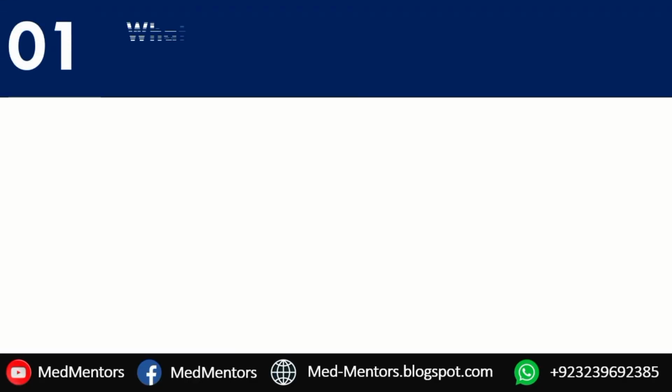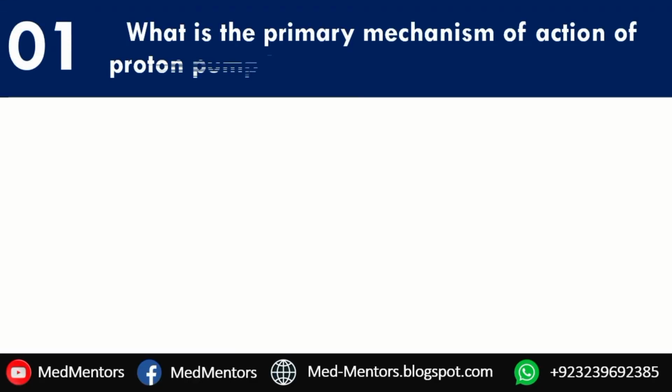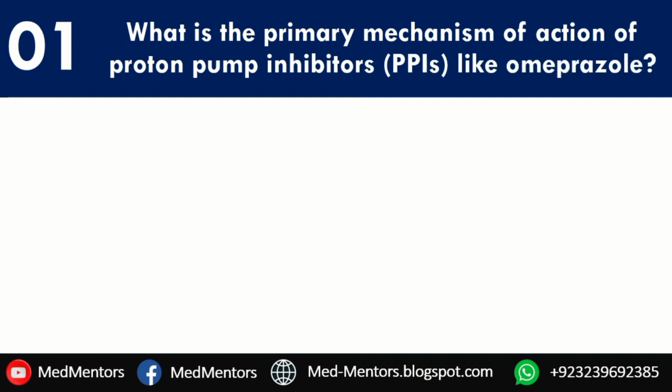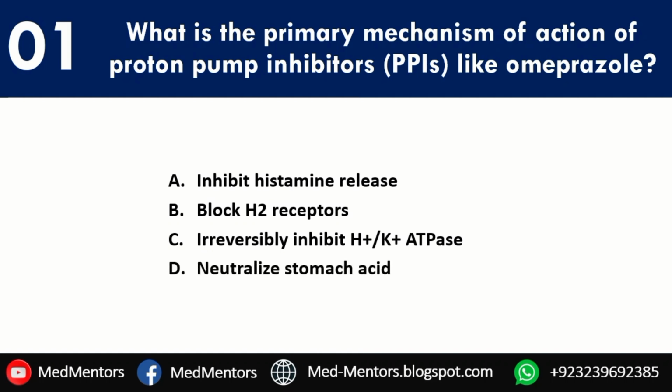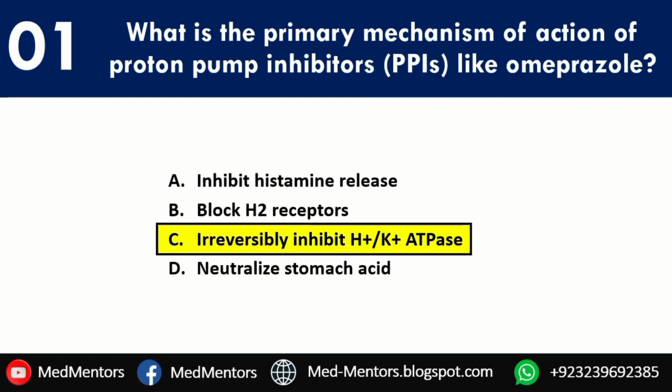Let's begin. Number 1. What is the primary mechanism of action of proton pump inhibitors like omeprazole? Option A. Inhibit histamine release. Option B. Block H2 receptors. Option C. Irreversibly inhibit hydrogen potassium ATPase. And option D. Neutralize stomach acid. The correct option is irreversibly inhibit hydrogen potassium ATPase.